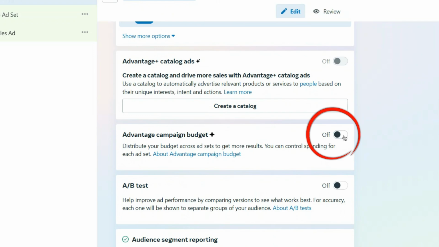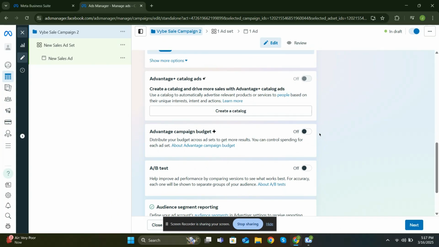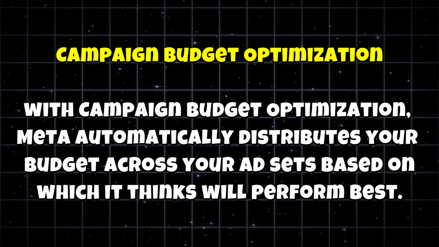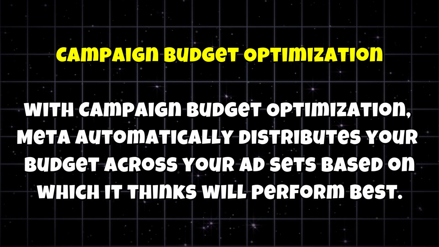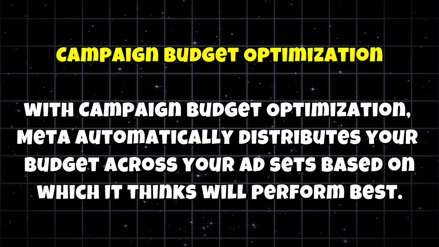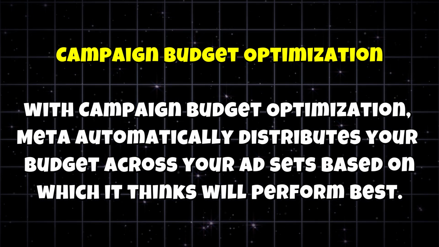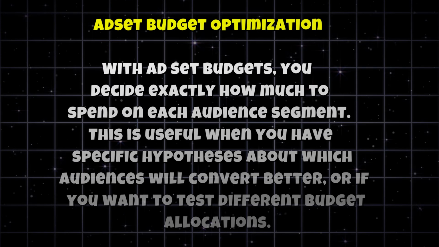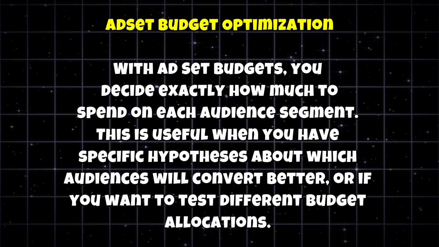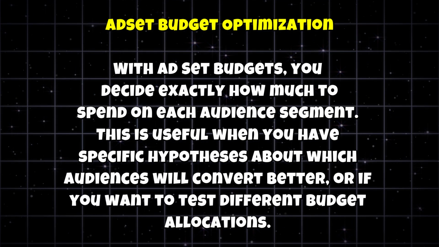Instead of using campaign budget optimization, we're going to turn this off and use ad set budgets. This means we'll set a budget for each individual ad set, giving us more granular control over where our money is spent. Here's the key difference. With campaign budget optimization, Meta automatically distributes your budget across your ad sets based on which it thinks will perform best. While this can be efficient, it gives you less direct control. With ad set budgets, you decide exactly how much to spend on each audience segment.